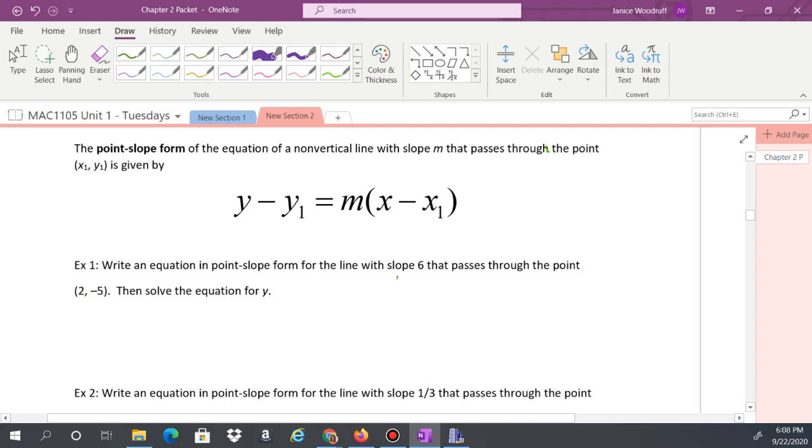So here your m is 6, and our x1 would be 2, and our y1 would be negative 5. If we plug that into the formula, we're going to have y minus negative 5 equals m, which is 6, times x minus 2. If I simplify this, y minus negative 5 would be y plus 5. This is actually the first part, so some of the questions might be 2-part questions. The first part asks for the equation in point slope form. So this is in actual point slope form.